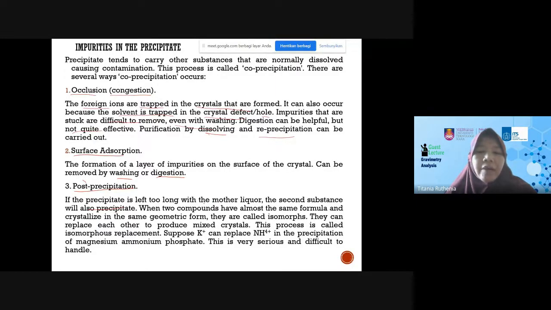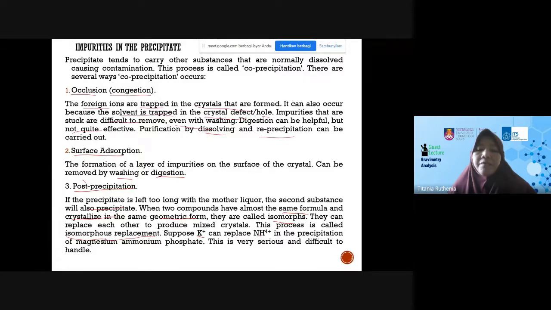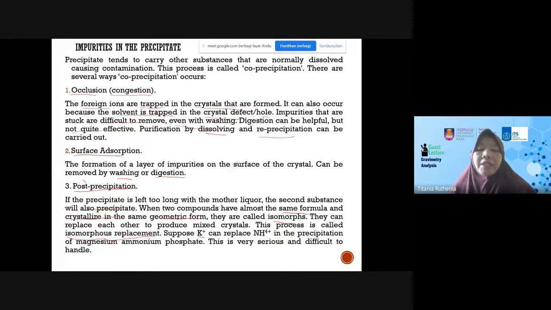And when two compounds have almost the same formula and crystallize in the same geometric form, they are called isomorphs. And they can replace each other to produce mixed crystals. And this process is called isomorphous replacement. For example, K+ can replace the NH4+ in the precipitation of magnesium ammonium phosphate. And this is very serious and difficult to handle. So post-precipitation is difficult to handle.